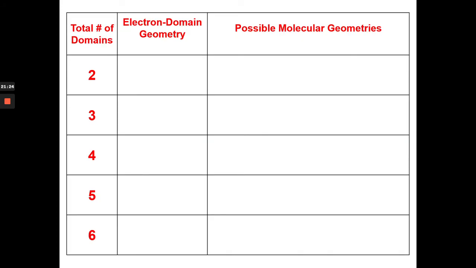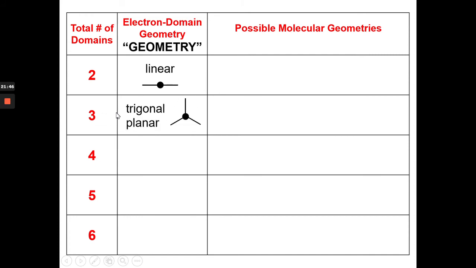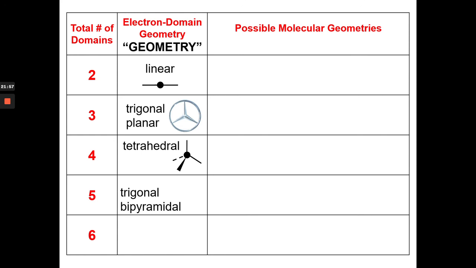All right, we'll say it another way. If you have two electron domains, then the electron domain geometry is linear. It looks kind of like this, doesn't it? There's an AB2. If you have three, it's going to be trigonal planar, and it kind of looks a little bit like a Mercedes symbol, I suppose. If you have four, it's going to be tetrahedral. And if you have five, again, I didn't ask you to know five for my class, it's trigonal bipyramidal. And if you have six, it's going to be octahedral.